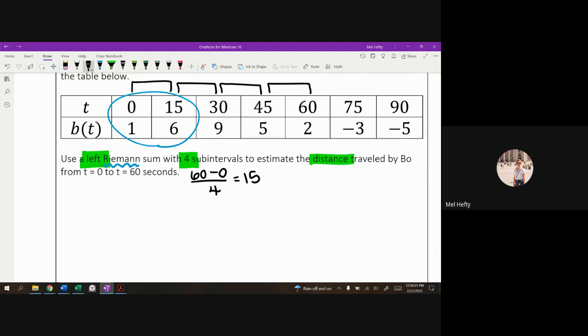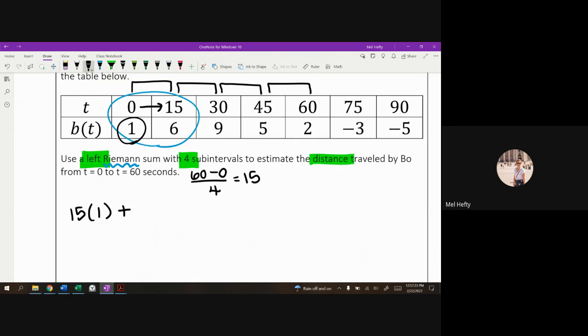What is the base of that rectangle? If I envision this along the x-axis, how long would it be? 15. So think of it like a delta t in this case. How tall would it be if we are talking a left Riemann sum? 1. We want the number on the left. I like when they give us the tables horizontally notated because that works better.